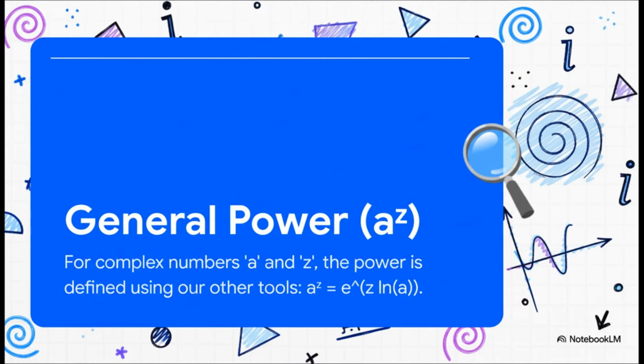And now for our final tool, the general power formula. This is actually how mathematicians define what it even means to raise one complex number to the power of another one. And look closely. It's built using our other tools. It says that a to the z is really just e raised to the power of z times the natural log of a. This is the formula that's going to crack our problem wide open.